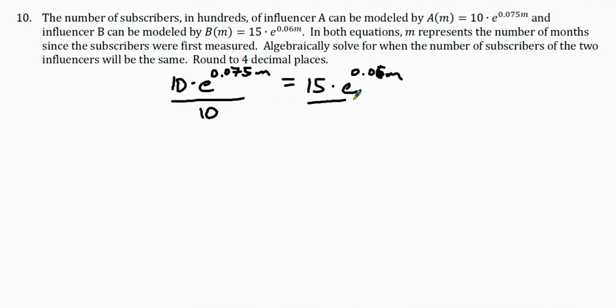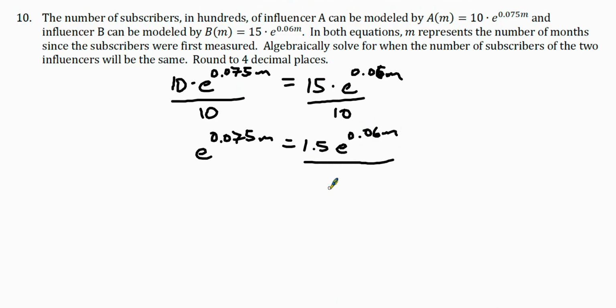So I'm going to divide both sides by 10. So I get e to the 0.075 m equals, here I'm just dividing the 15 by 10, so that would be 1.5 e to the 0.06 m. Now I want to get my exponentials on the same side. So I'm going to divide both sides by e to the 0.06 m power.